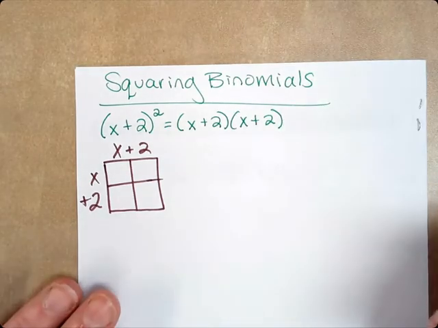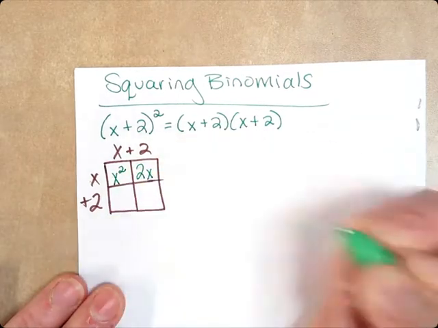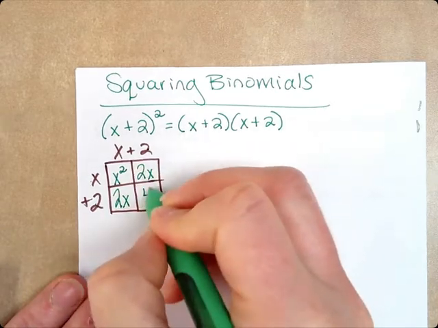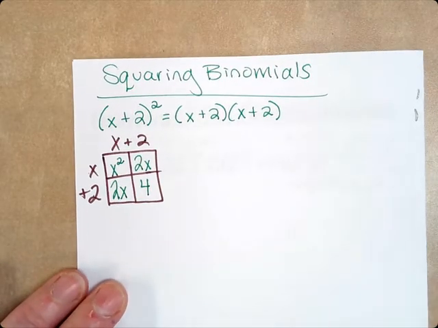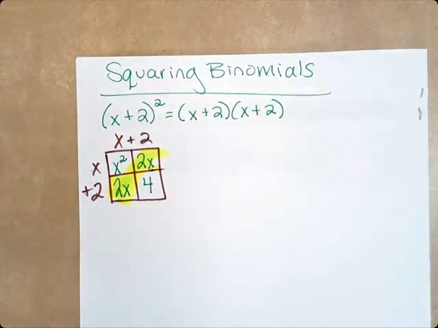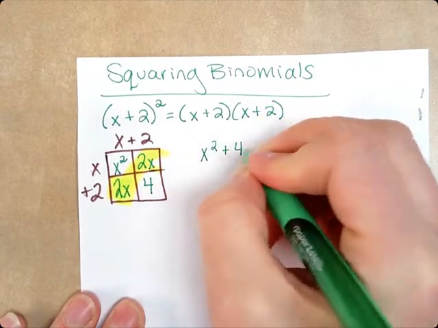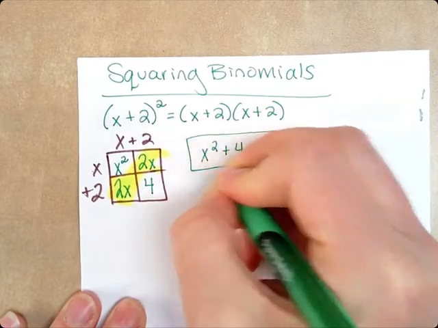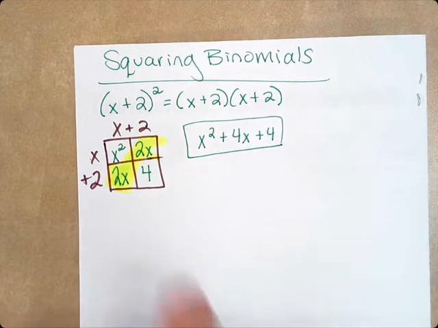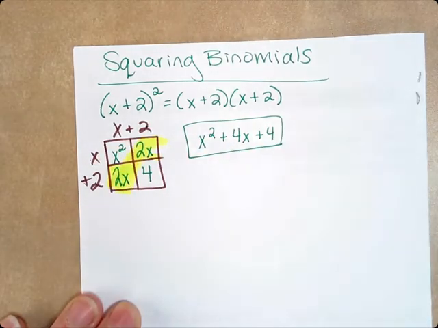And let's go ahead and just multiply. So x times x, x squared. X times 2, 2x. 2 times x, it's 2x. 2 times 2 is 4. And then combine like terms. 2x and 2x. So it's x squared plus 4x plus 4. So if you can remember that squared means it times itself, just expand it out and multiply it times itself.